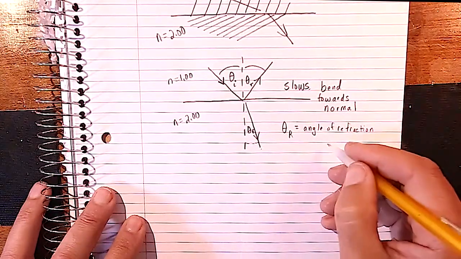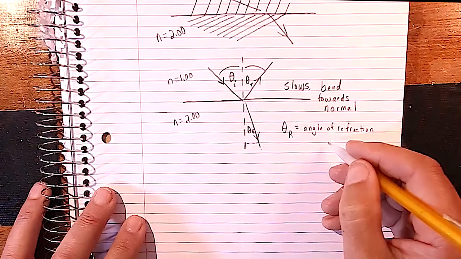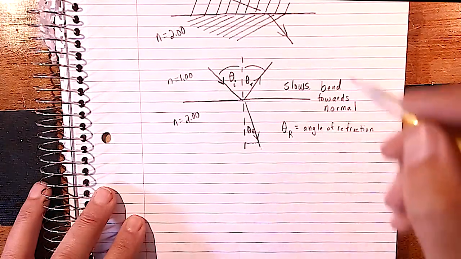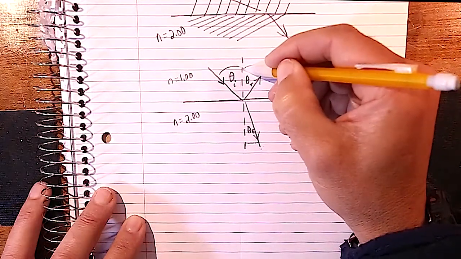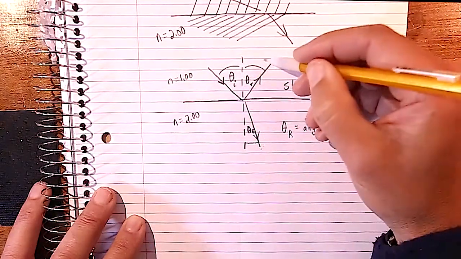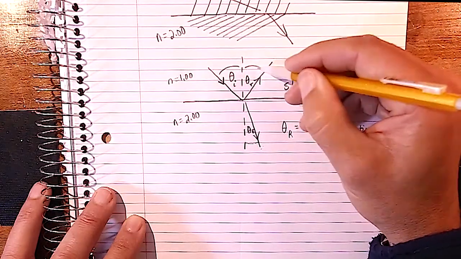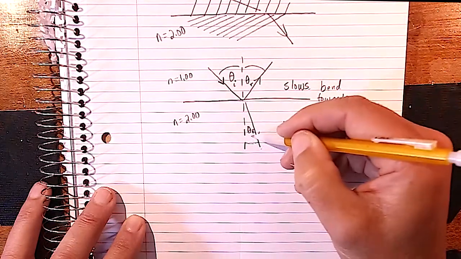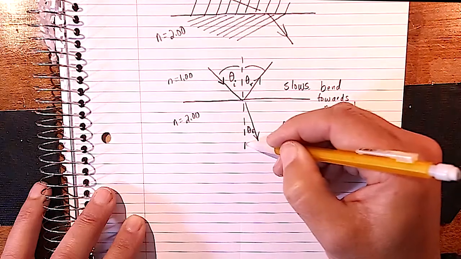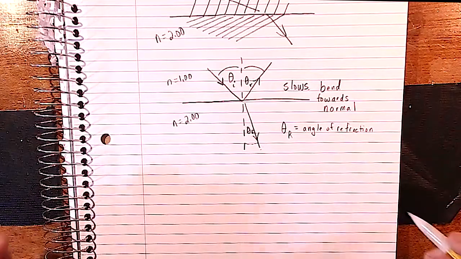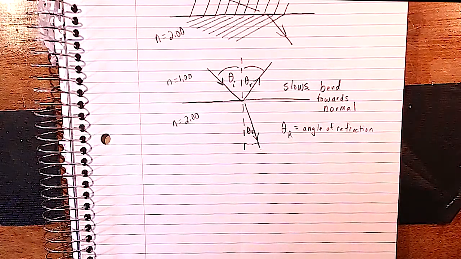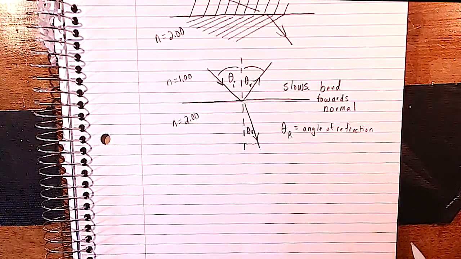So theta r is the angle of refraction, and it's very important, just like we did for these. The angle of incidence is measured from the normal to the ray. The angle of reflection is from the normal to the ray, and also the angle of refraction is measured from the normal to the ray. If you make a mistake on these, the formula that I'm going to show you will come out wrong. So make sure you always measure from the normal to the ray.